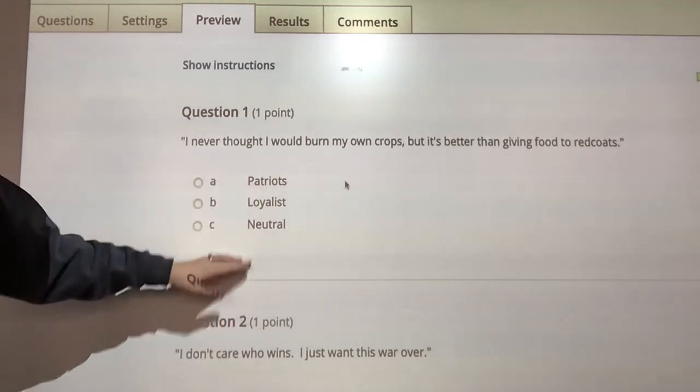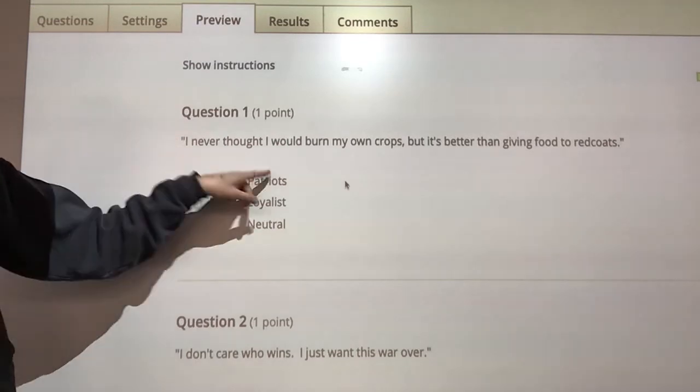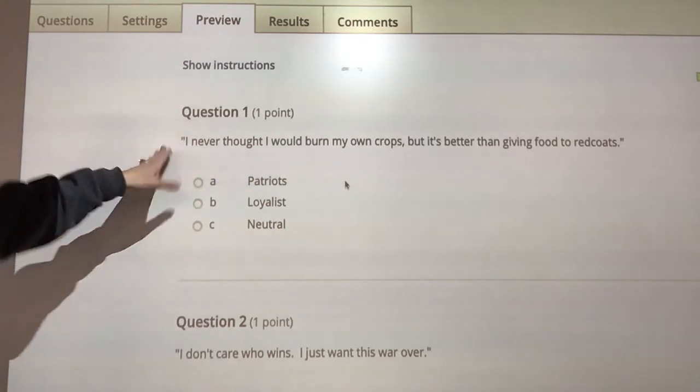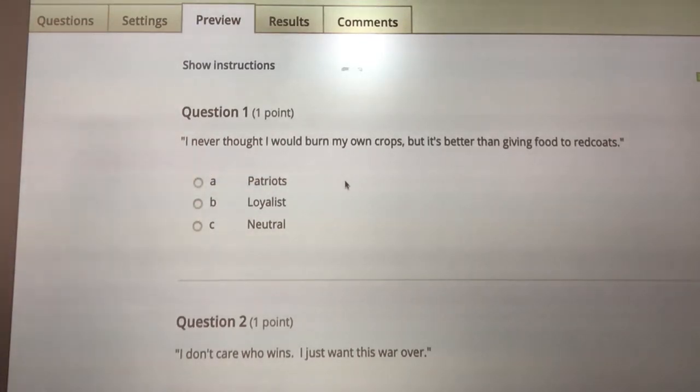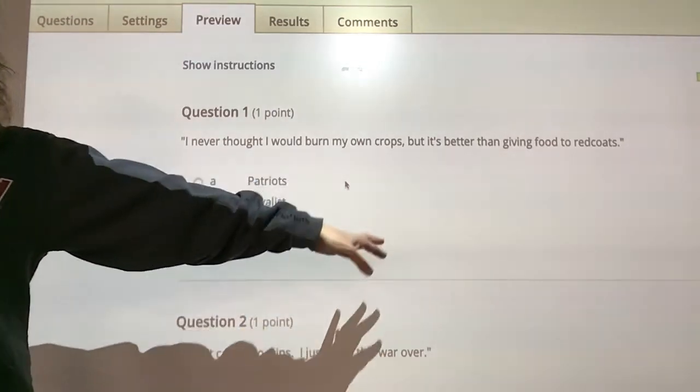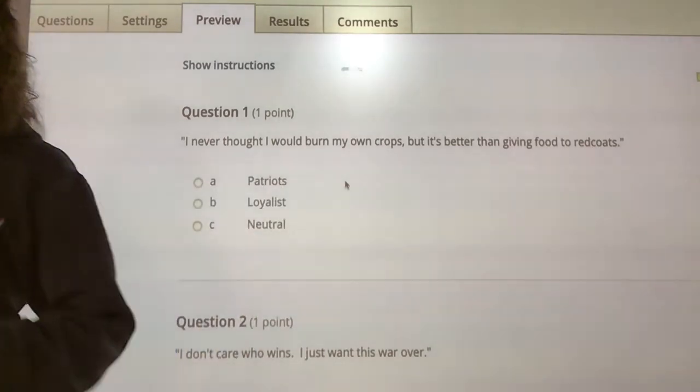Okay, so who would say this? Which of these three would say this statement? It says, I never thought I would burn my own crops, but it's better than giving food to redcoats. Who are the redcoats? So we have to think of. Kenny?